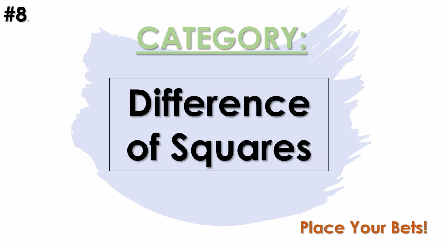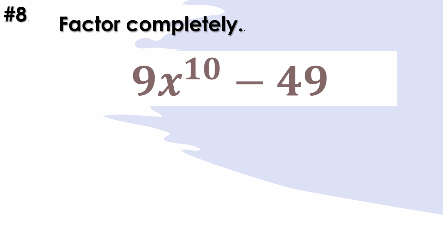Again, place your bets. Last question. Pause the video. Showing you the question in 3, 2, 1. Pause the video. Try the question. Showing the answer in 3, 2, 1.